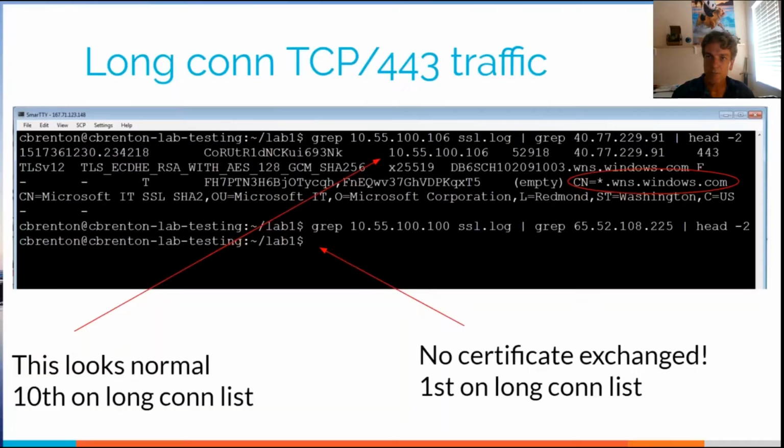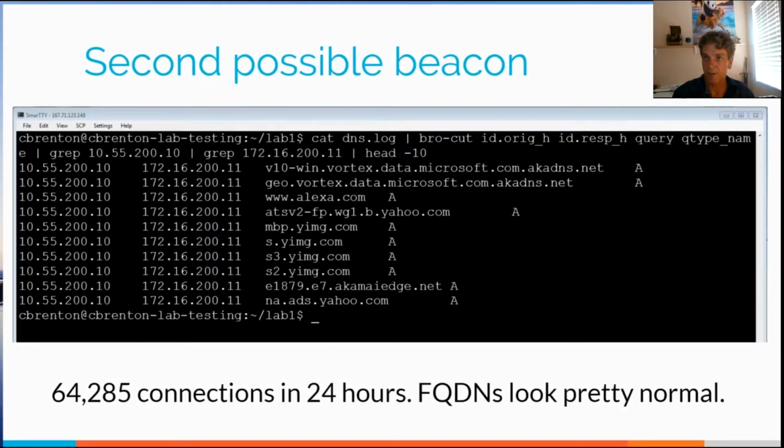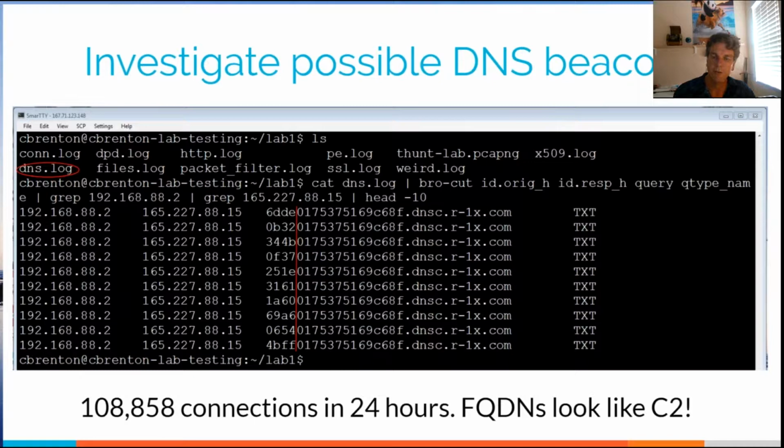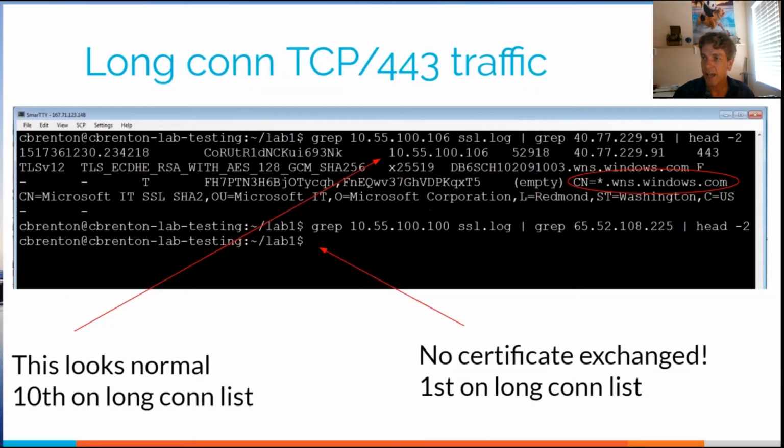So we have two possibilities here that we found. The first one was this. We went in and looked at our top talkers, went to the top of the list, and found one that had this pattern within the DNS.log file. So this is one of our beacons, one of our C2 channels. We then looked at this, and I can tell you there was no digital certificate exchanged here. This is our other possible C2 channel that we need to take a look at.